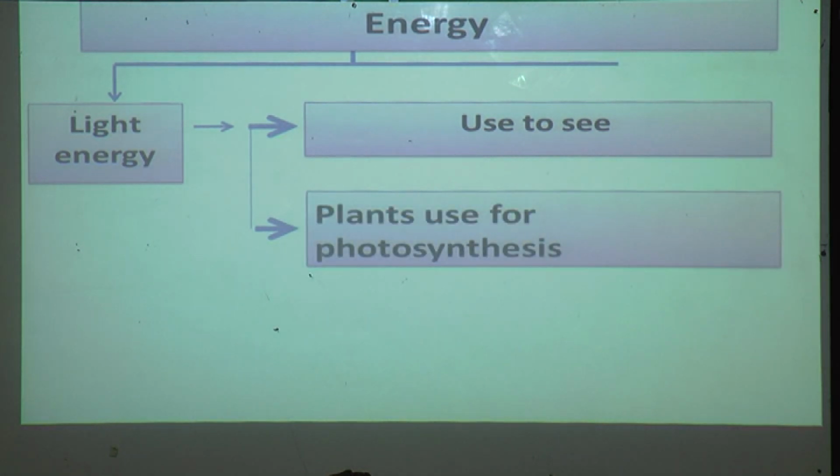Plants use light for photosynthesis. Light energy is used by the plants for photosynthesis, meaning it is used to prepare their own food. The light energy they require, they get from the sun. They absorb the waves or the radiation from the sun.